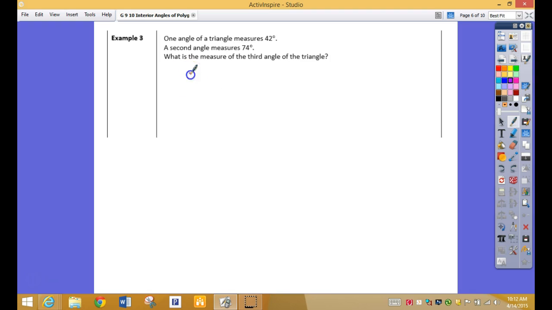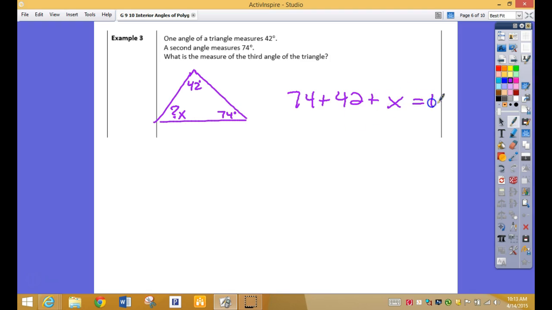In this case, when in doubt, I like to draw it out. One angle measures 42 degrees. A second angle measures 74 degrees. What is the measure of the third angle of this triangle? That's pretty easy, they just give us two numbers. If I were to write it in an equation, it would be 74 plus 42 plus, we don't know what this one is, so that could be x. If I add those three together, I get 180.